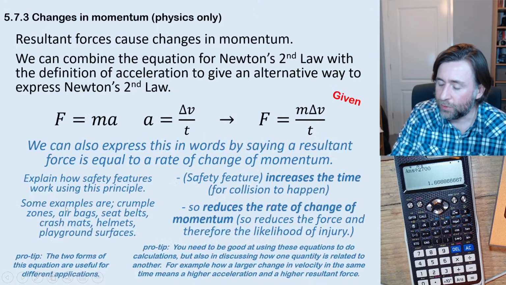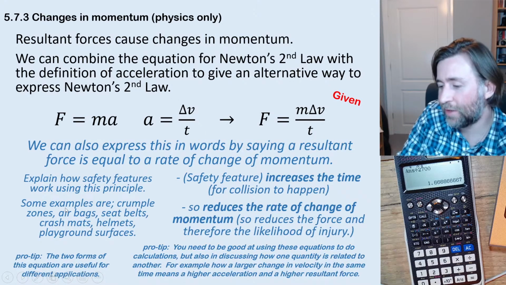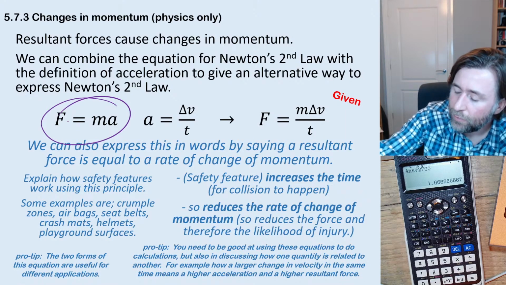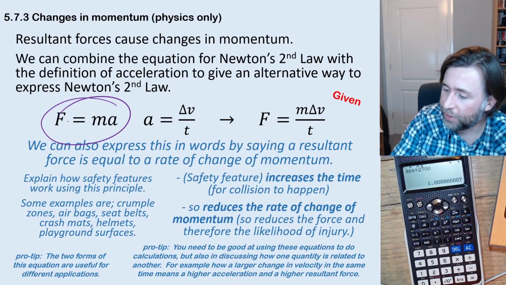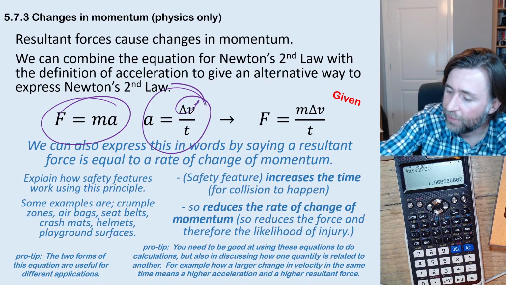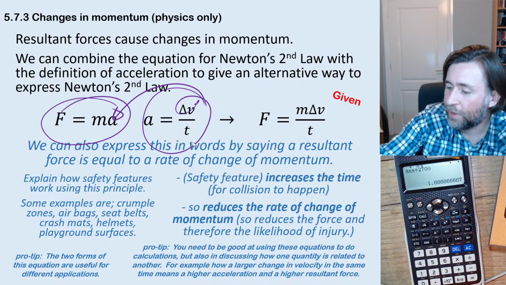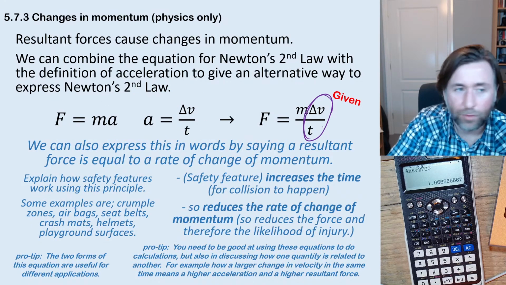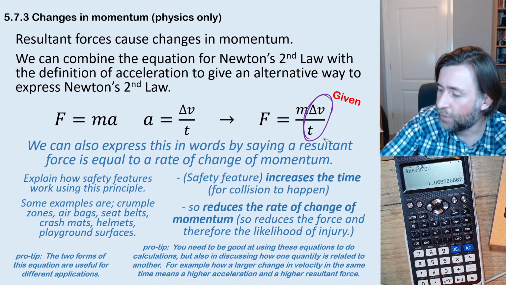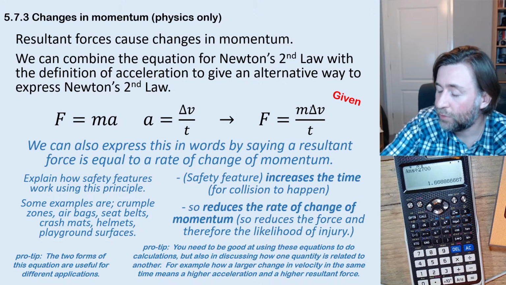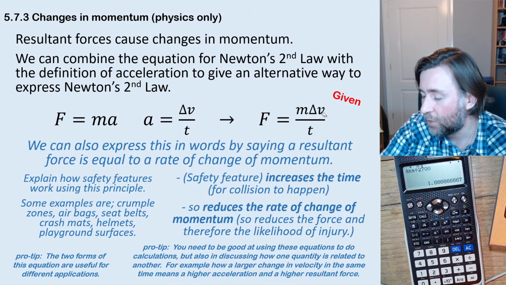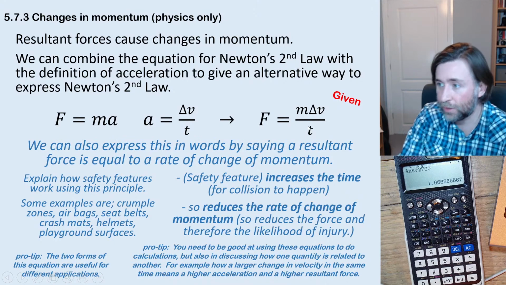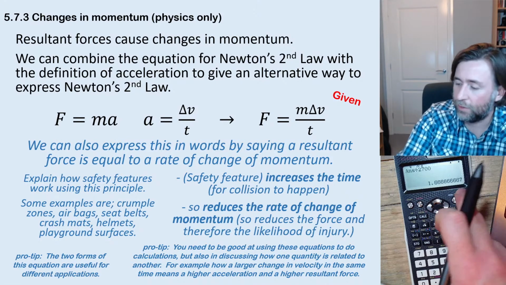The resultant forces cause a change in momentum, and this is another way of writing Newton's second law. Newton's second law is F equals ma, right? But also a is delta v over t, so you can substitute that in instead of the a, and that makes a new equation, which is force is mass times v over t, or force is mass times velocity over time. Actually we're talking about a change in momentum, a change in velocity, so it's force is mass times change in velocity over time. It's a really useful way of describing how safety features on cars work.